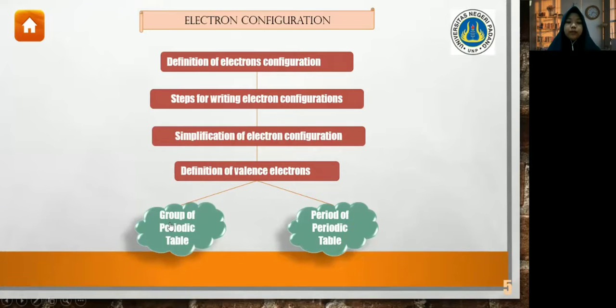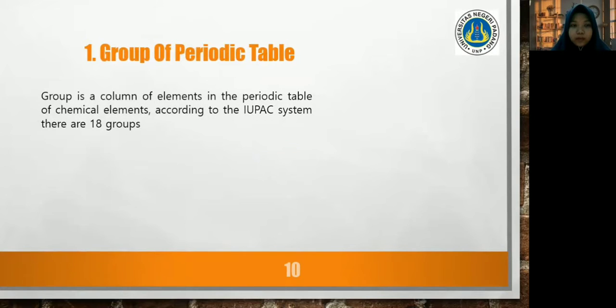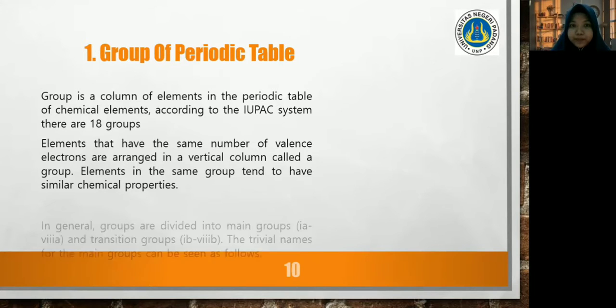Next, I'll tell you about groups of the periodic table. A group is a column of elements in the periodic table of chemical elements. According to the IUPAC system, there are 18 groups. Elements that have the same number of valence electrons are arranged in a vertical column called a group. Elements in the same group tend to have similar chemical properties.